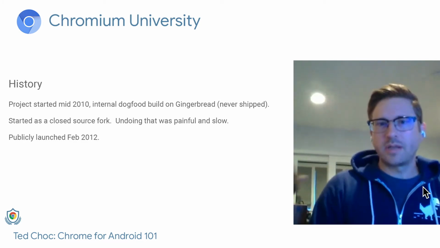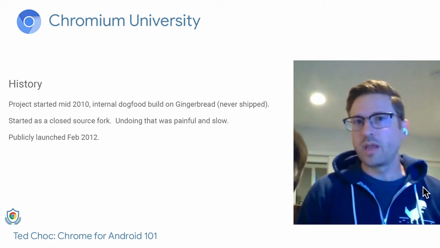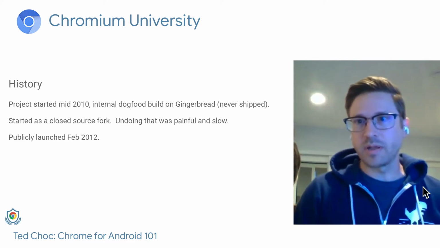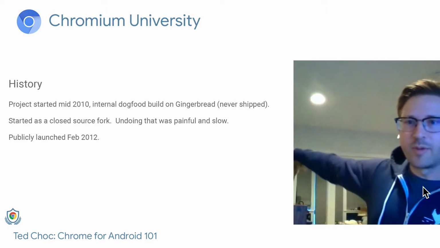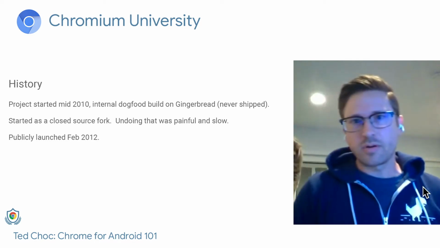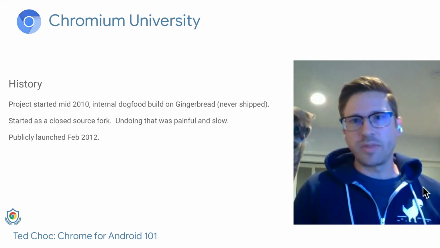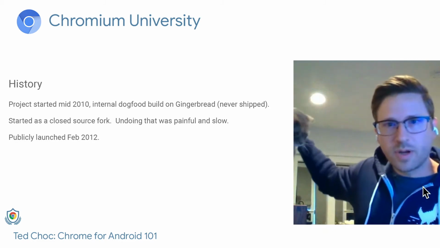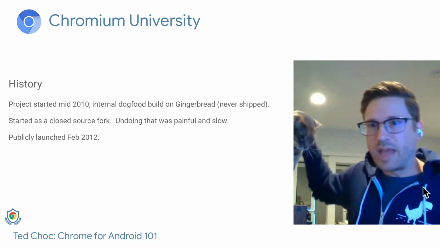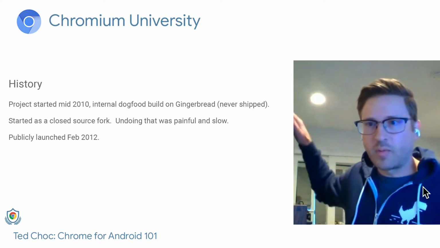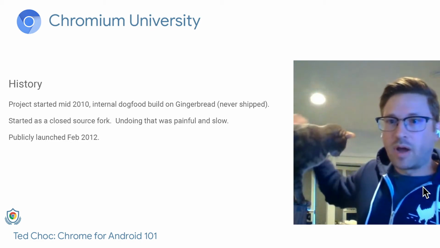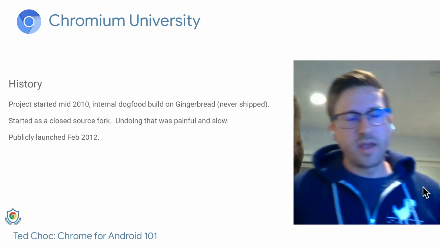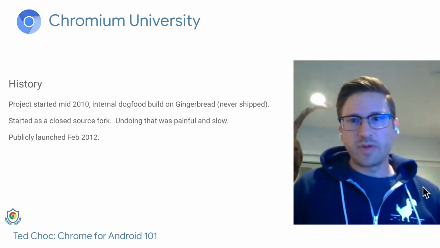So the project started in earnest in mid-2010. I've actually been on Chrome for Android since starting in 2011, so about a decade. It started with an internal dog food build. We're building on Gingerbread, but that never shipped. It started as a closed source fork. So we were changing really everything in Chromium at the beginning, and we were just trying to get a product out there. Undoing that process was painful and slow, so I would very much not recommend that path if you can avoid it. And finally, we publicly launched in February 2012.